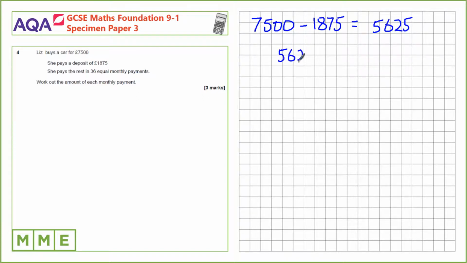Now we need to divide that up into 36 equal payments. So we take 5,625 and divide that by 36. We get £156.25 per month.